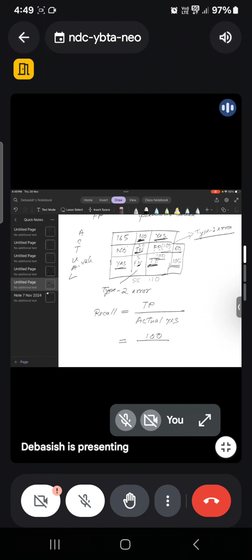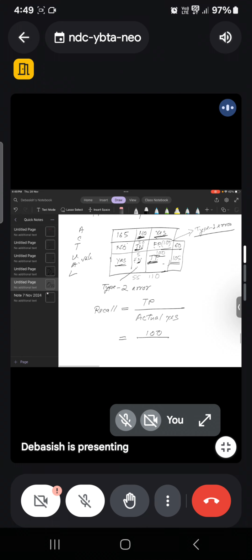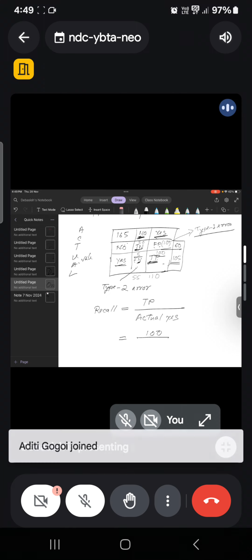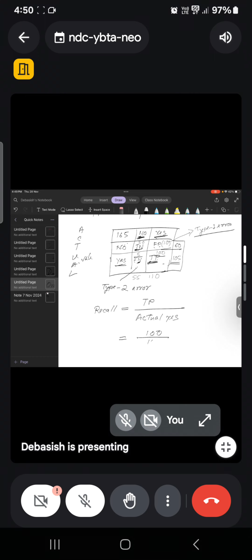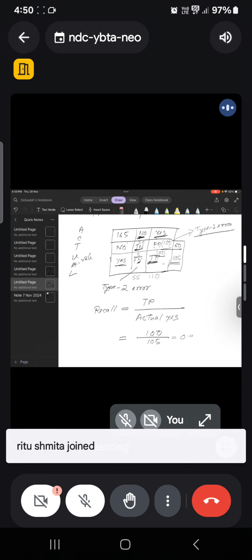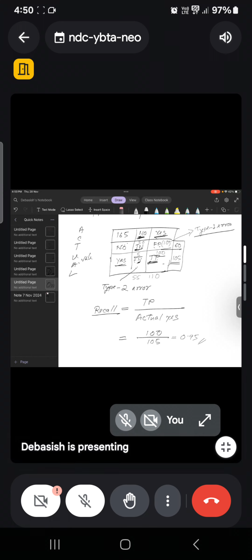Just add the false negative and the true positive, and you will get the total actual yes. Basically, the doctor falsely said that you don't have the disease but you have the disease, and that occurs 5 times. True positive means you have it and the doctor says you have it. So the total value will be 100 plus 5, that is 105. That is called actual yes. So what will be the value? 0.95. This is known as the recall value. So this is recall.